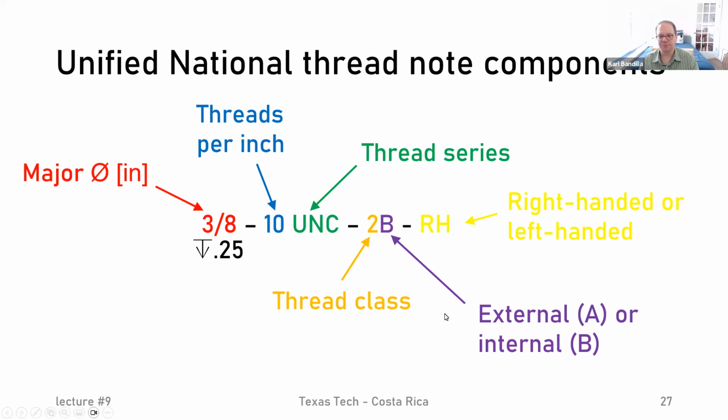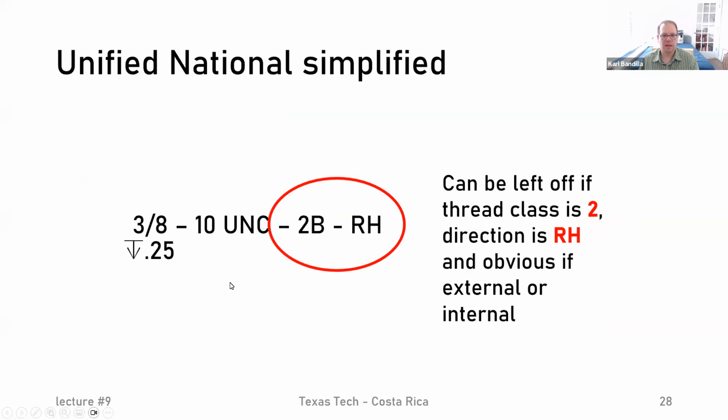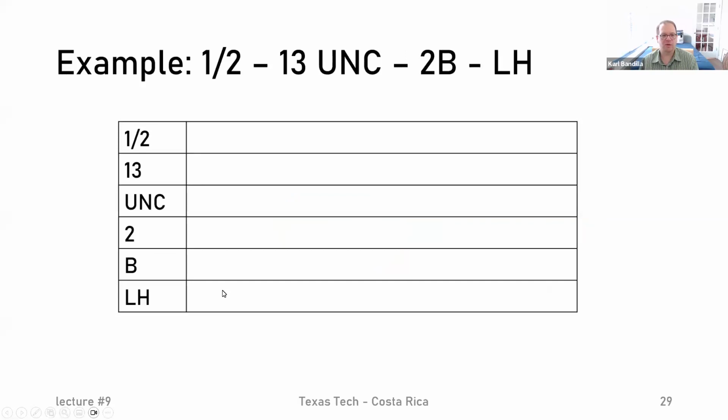Oh, and the thread depth. Let's not forget that, right? So a lot of the time when you buy your screws, you'll want a certain thread depth, like how long the thread is in total, or the threaded area is. Now, for most cases, we will assume that it's thread class 2, that we can see if it's external or internal, and we'll assume that it's right-handed. So in most cases, we leave off the last 2 parts, right? So the thread note would just be 3/8, 10 UNC, and often we don't even care so much about the length of it. All right, so let's go through these.